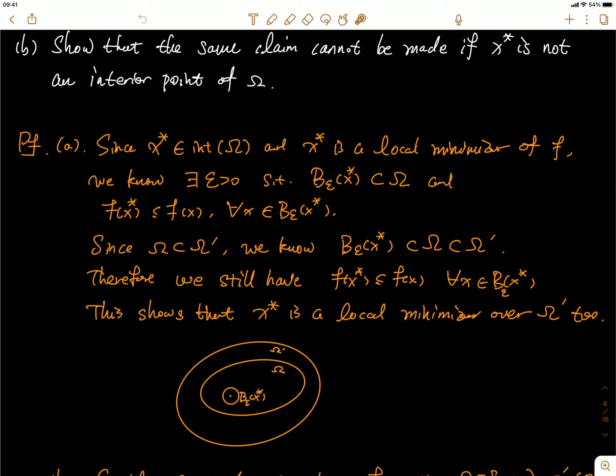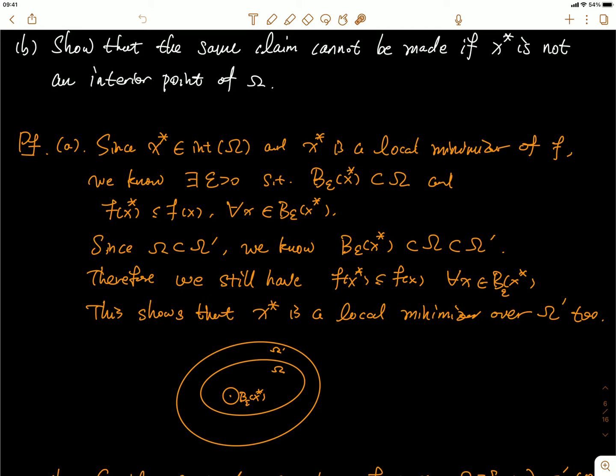So from the figure, you can see that this is omega, and the larger one is omega prime. Now if x star, which is this point here, is a local minimizer of f over the omega, and also it is an interior point of omega, that means we can find a neighborhood of x star here, so that this neighborhood completely falls inside the omega, because this point x star is an interior point.